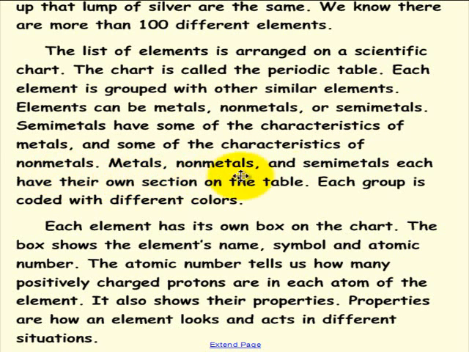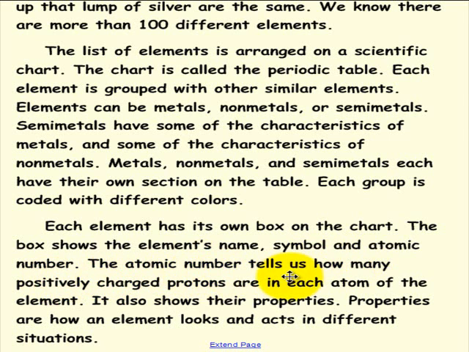Metals, nonmetals, and semimetals each have their own section on the table. Each group is coded with different colors. Each element has its own box on the chart. The box shows the element's name, symbol, and atomic number.